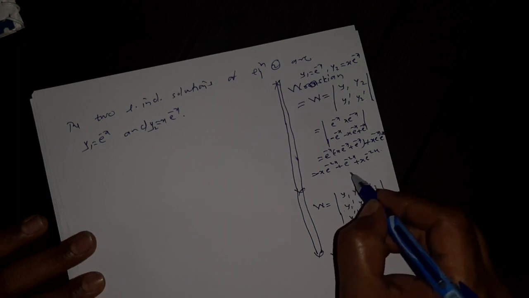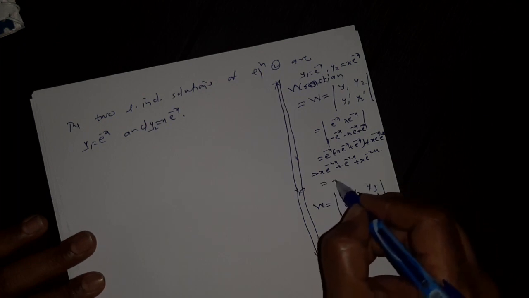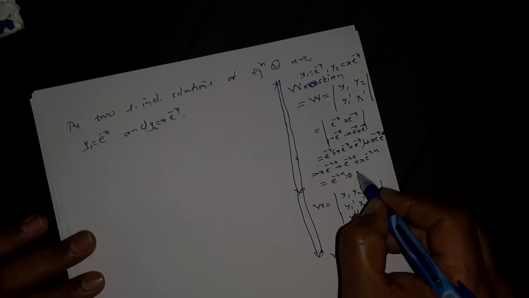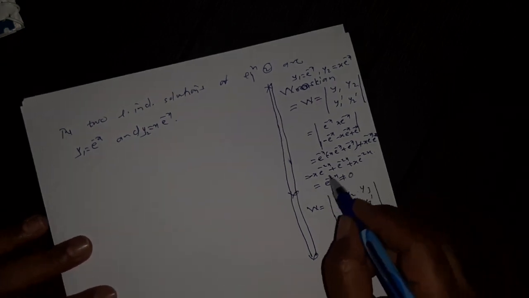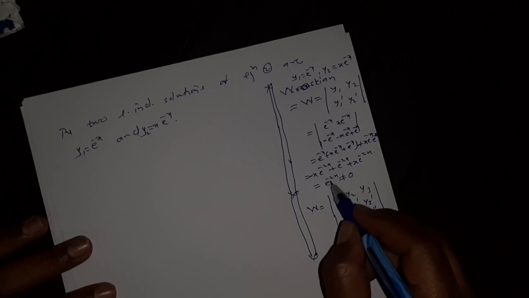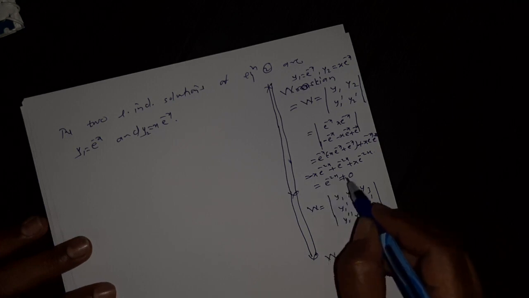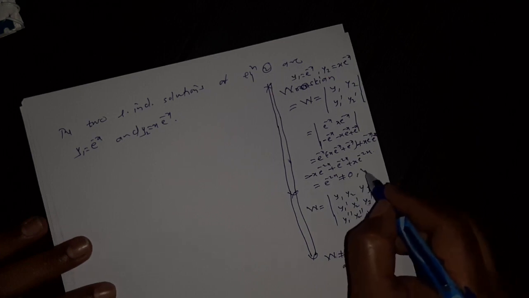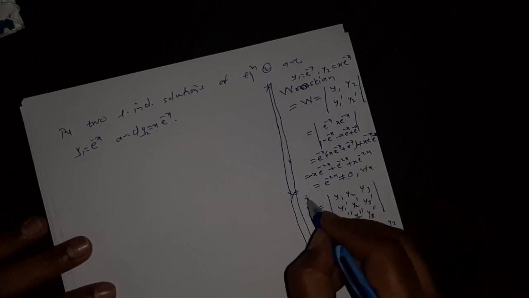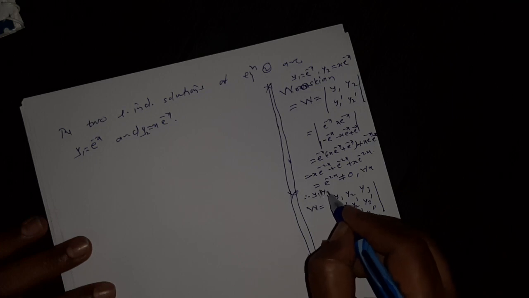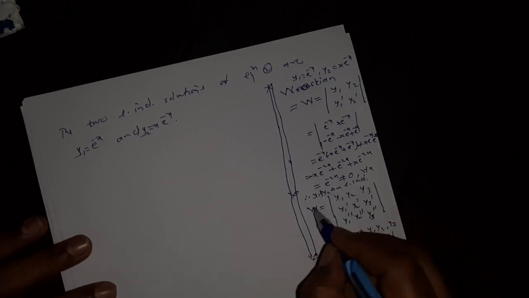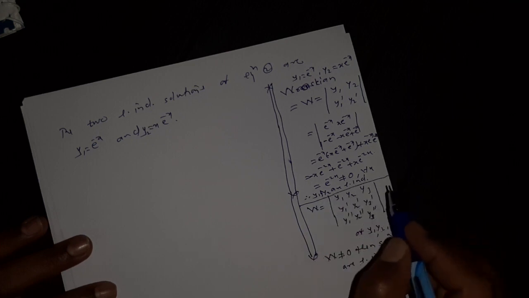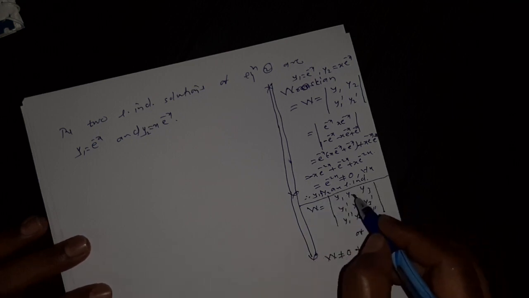So this is equal to e raised to minus 2x, and this is not equal to 0. This is a non-zero quantity, always non-zero for all x. That is, if x is 0, then e raised to 0 is also 1. So this is not equal to 0 for all x, and therefore these y1 and y2 are linearly independent.